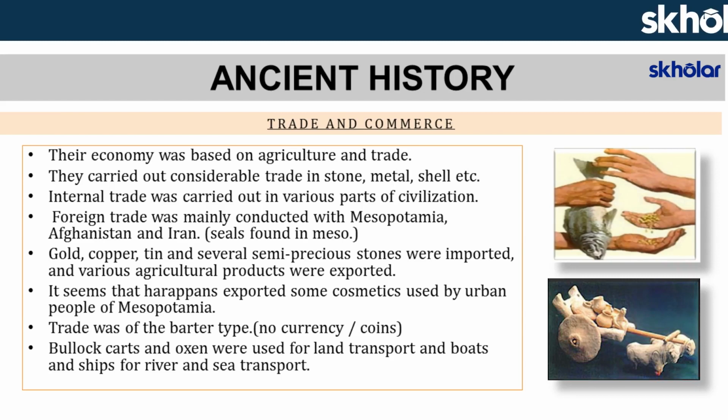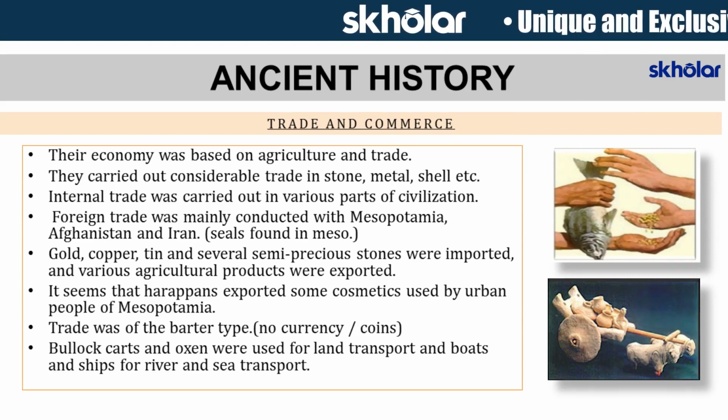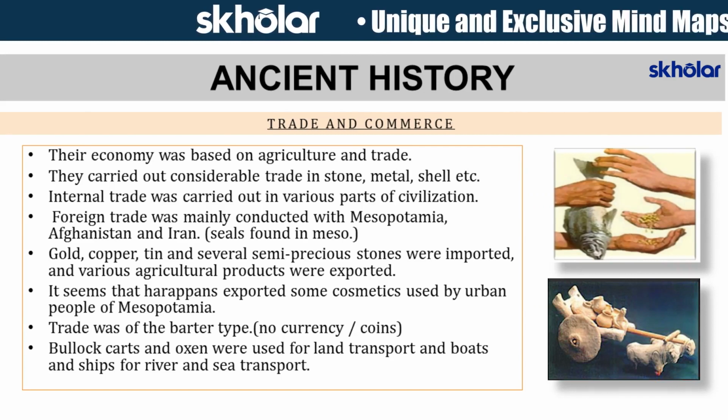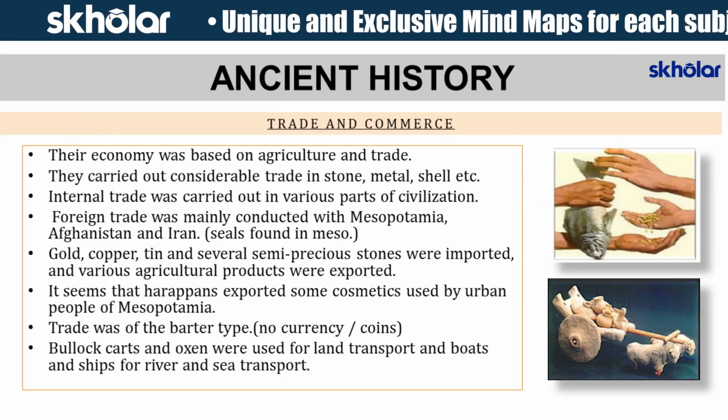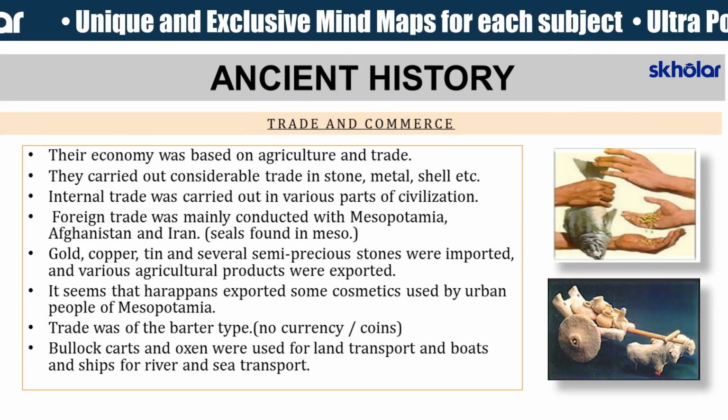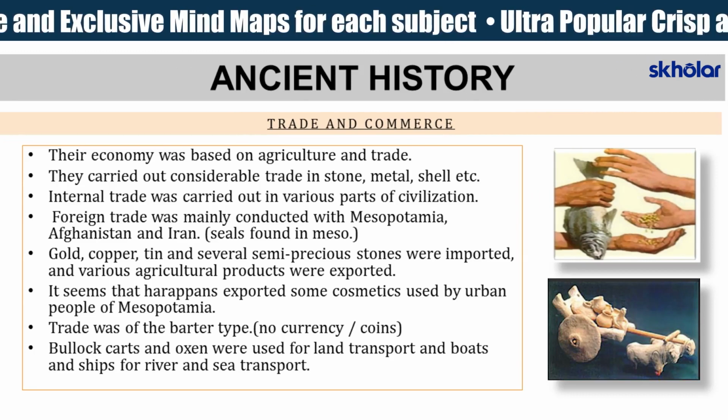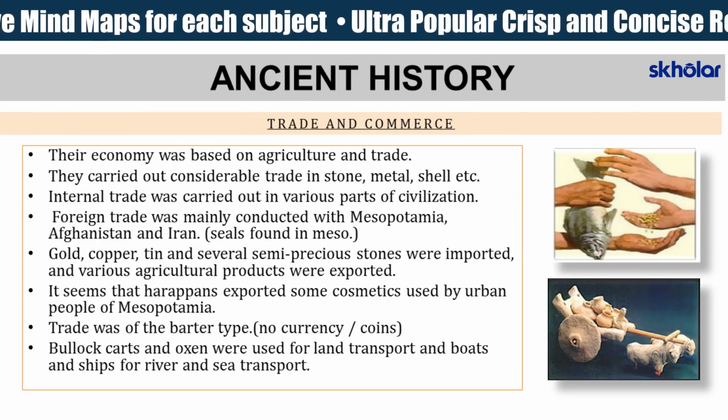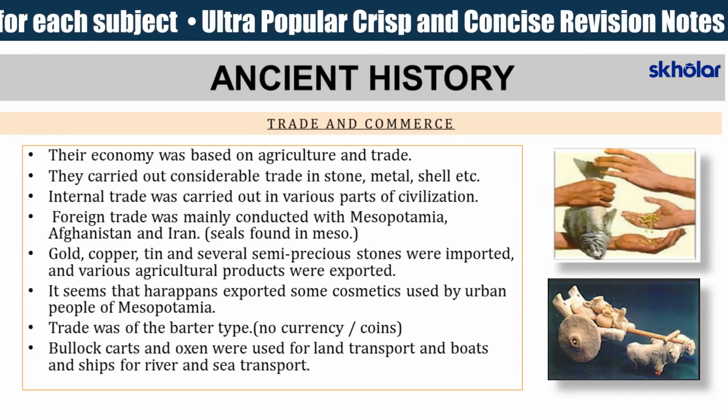Let's take a quick recap. The economy was based on trade and agriculture. They carried out trade in stone, metal and shells. Internal trade was carried out within the civilization. Foreign trade was carried out with Mesopotamia and other contemporary civilizations. The evidence of this can be found in Indus Valley seals, which are found in Mesopotamia.